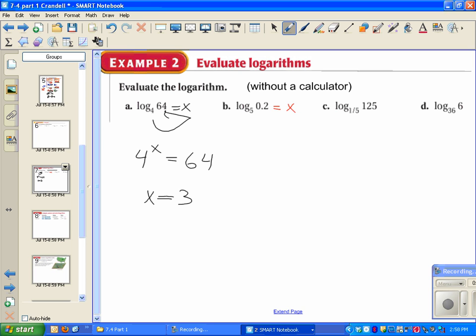Right? So for b, we don't know what that is, so we're going to set it equal to x. And then we can do our half smiley face. So 5 to some power is equal to 0.2. Right? So it's some sort of fraction.